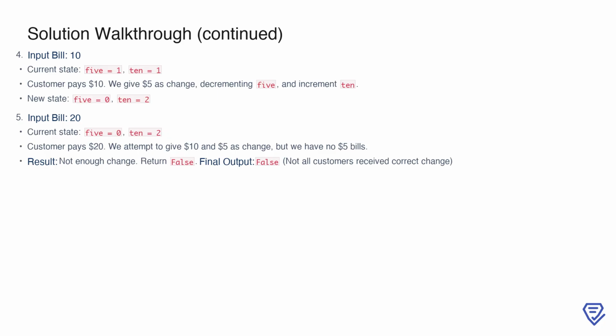Again, we need to give $5 as change. We decrement the $5 count to 0 and increase the $10 count to 2. Now, the fifth customer pays with a $20 bill, and we need to provide $15 in change. The preferred option is to give one $10 bill and one $5 bill as change, but since we have no $5 bills left, we cannot provide the correct change. Therefore, the result for this example is false, as not all customers received the correct change.